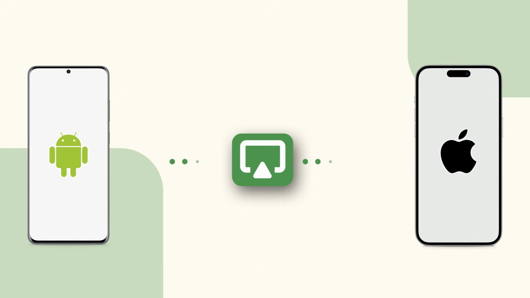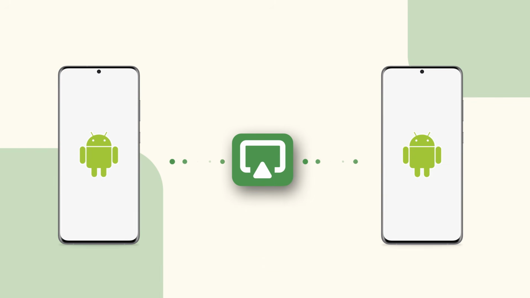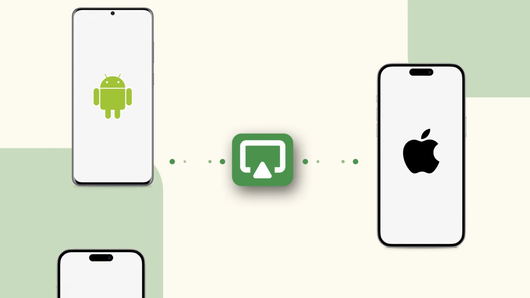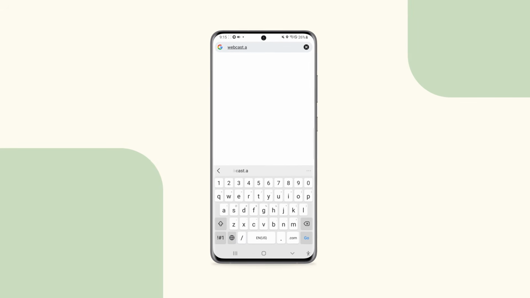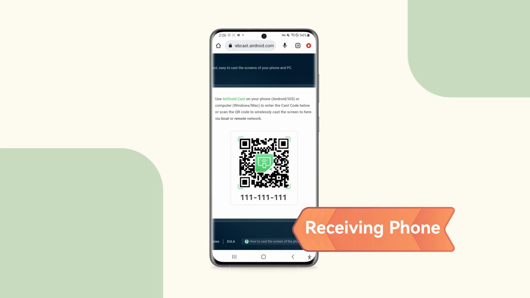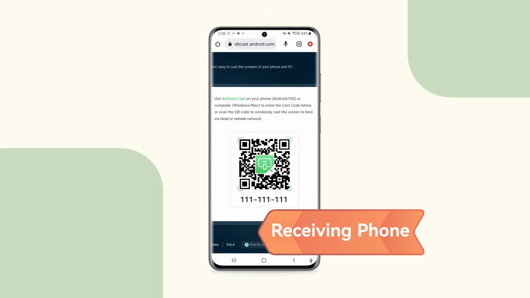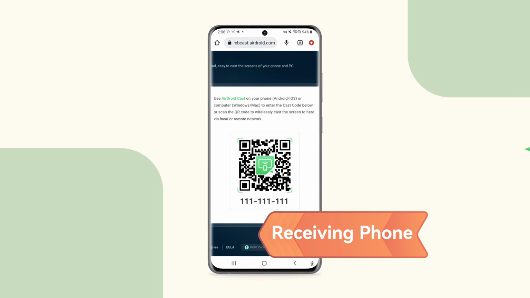AirDroid Cast allows you to mirror your Android to an Android, your iPhone to an iPhone, or even your Android to an iPhone and vice versa. Since AirDroid launched its web version, you don't even need to download the application on the receiving phone for casting. Hang in there to find out how this works.